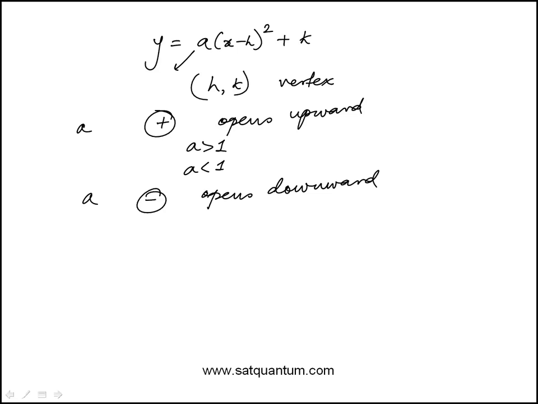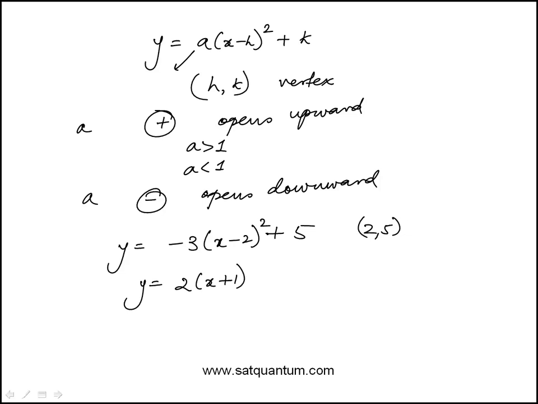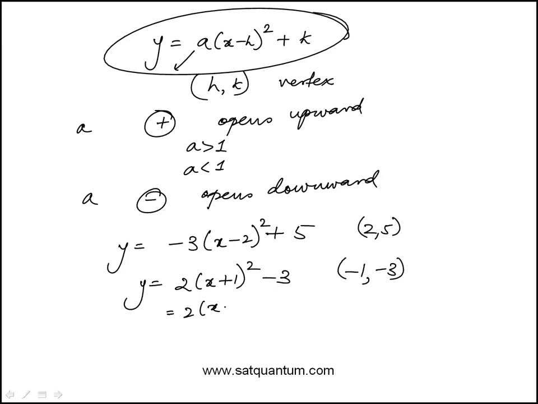Some of the questions might give you the equation of a parabola like this: y equals minus 3(x minus 2) squared plus 5, and might ask you something about the vertex, or maybe it's part of the problem. So here the vertex would be (2, 5). If the equation was y equals 2(x plus 1) squared minus 3, here the vertex would be (minus 1, minus 3), because the way you have to think about this is that if you were to rewrite it in this form, it's x minus minus 1 and then plus minus 3. So you then identify these pieces.